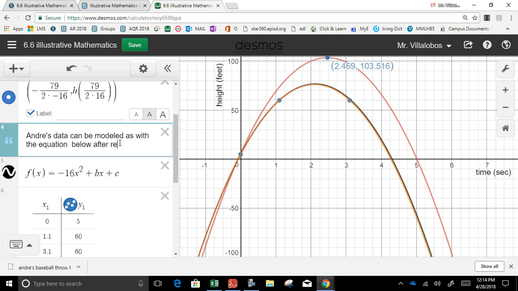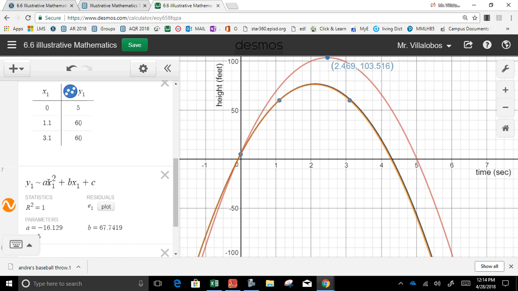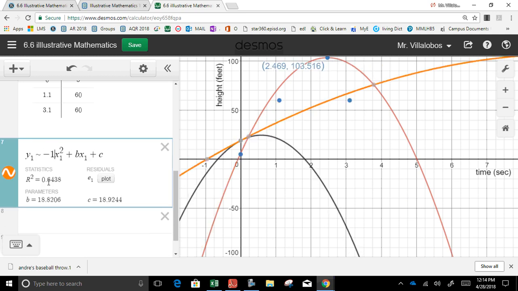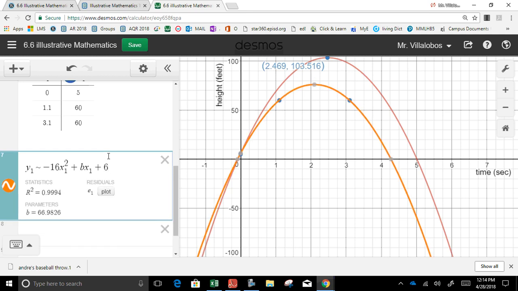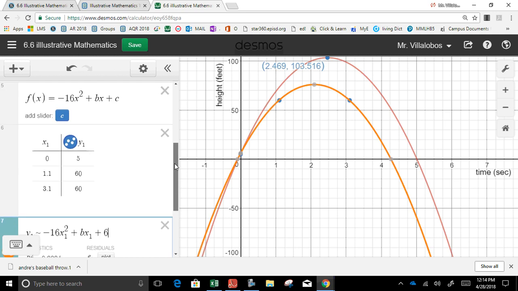After regression. Let's see. Even if it's as tall as the other person, starting at the same place, it doesn't get much higher than 100. Can't get as high as Brett.